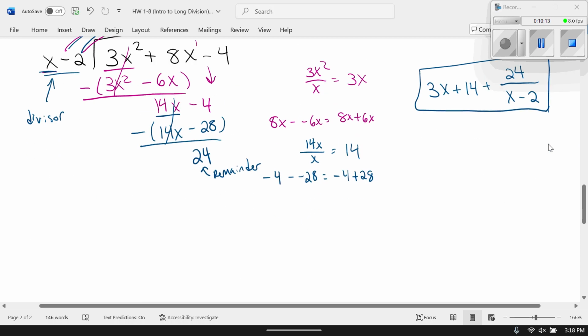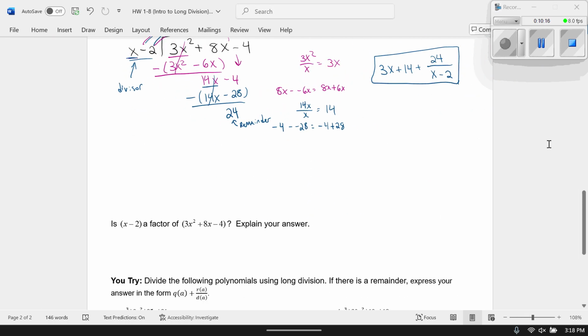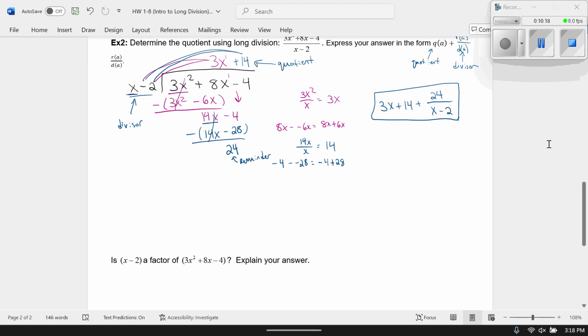But there is a final question. Is x minus 2 a factor of 3x squared plus 8x minus 4? Remember, a factor is when you can divide evenly. So we couldn't divide evenly. We had a remainder. We are going to say no because there was a remainder. It is short. It is simple. Don't write paragraphs in this class. Or if it did divide evenly, you would say yes, because there is no remainder. I hope this helped.